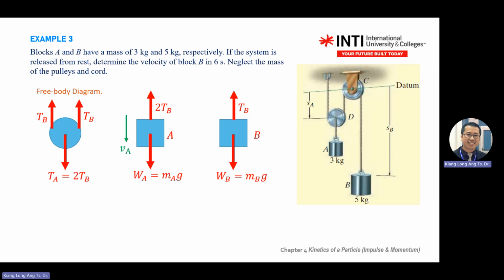Okay, so all the pulley systems have a positive datum direction. SA goes down positive, SB goes down positive. So velocity of A goes down positive. The positive direction for VB is down positive. Again, if you see green color with the velocity, it is a combination of free body diagram and kinematic diagram.